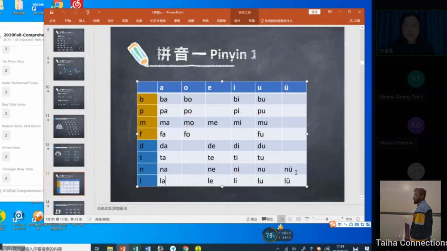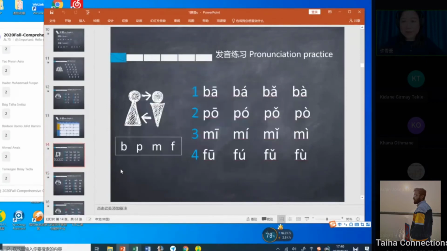Okay. Here we practice putting the initials and the finals together to form syllables, because the syllables are the pronunciations of the characters. So we are going to do this kind of practice a lot in order to help you read Pinyin. Now, all right, let's do this exercise.